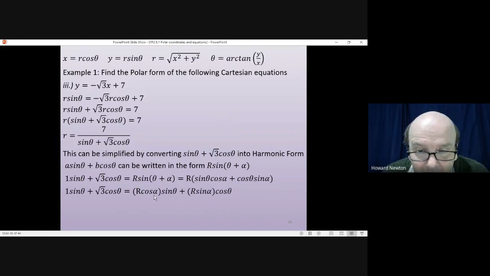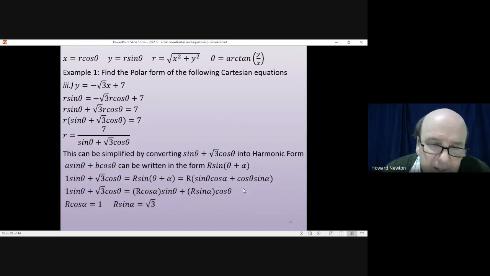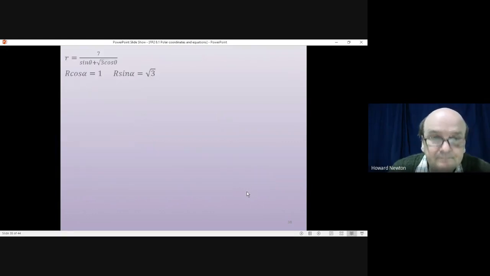And then if we collect these terms together here, that gives us r cos alpha times sine theta plus r sine alpha times cos theta. So we've got sine theta here and here, we've got cos theta here and here. The coefficients must be the same as each other. So if you remember using harmonic form, that gives us r cos alpha equals 1 and r sine alpha equals root 3. So that's where we've got to so far.